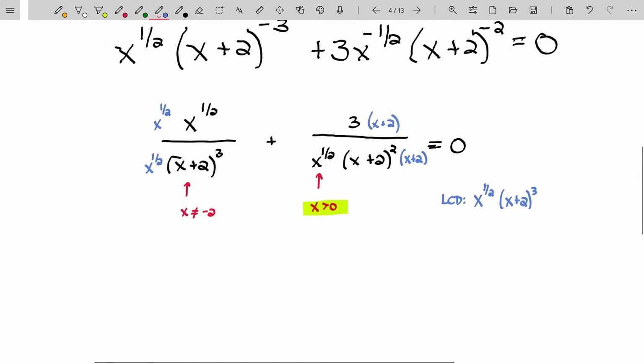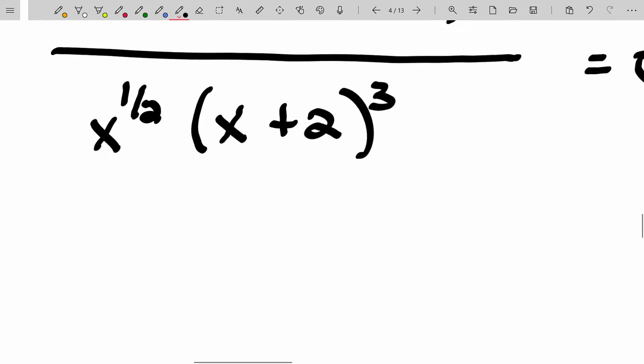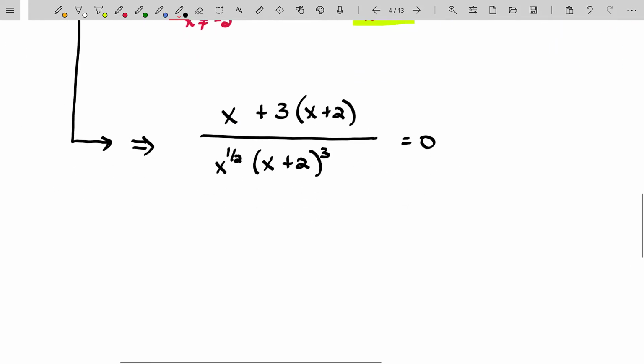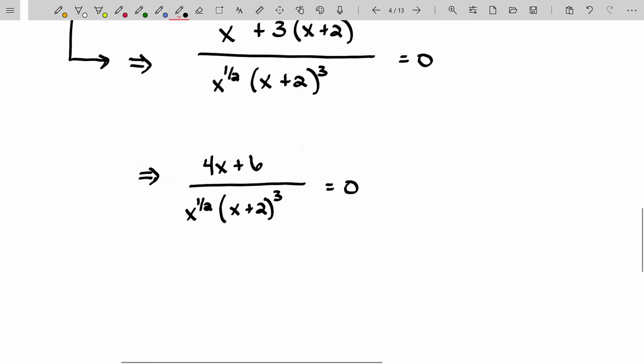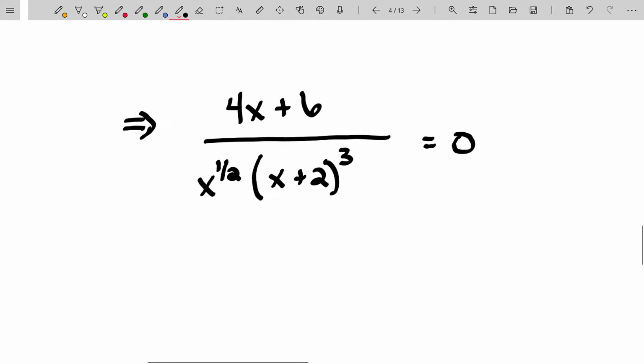When you do that, they should have the same denominators, and you get that x plus the quantity 3 times the quantity x plus 2, over x to the 1/2 times the quantity x plus 2 to the third, must equal 0. Again, we already mentioned the restrictions on that denominator, so there's no need for me to mention that again. And we'll go ahead and glue together this stuff in the numerator. Again, the only way for a single fraction to equal 0 is if the numerator of that single fraction is 0.